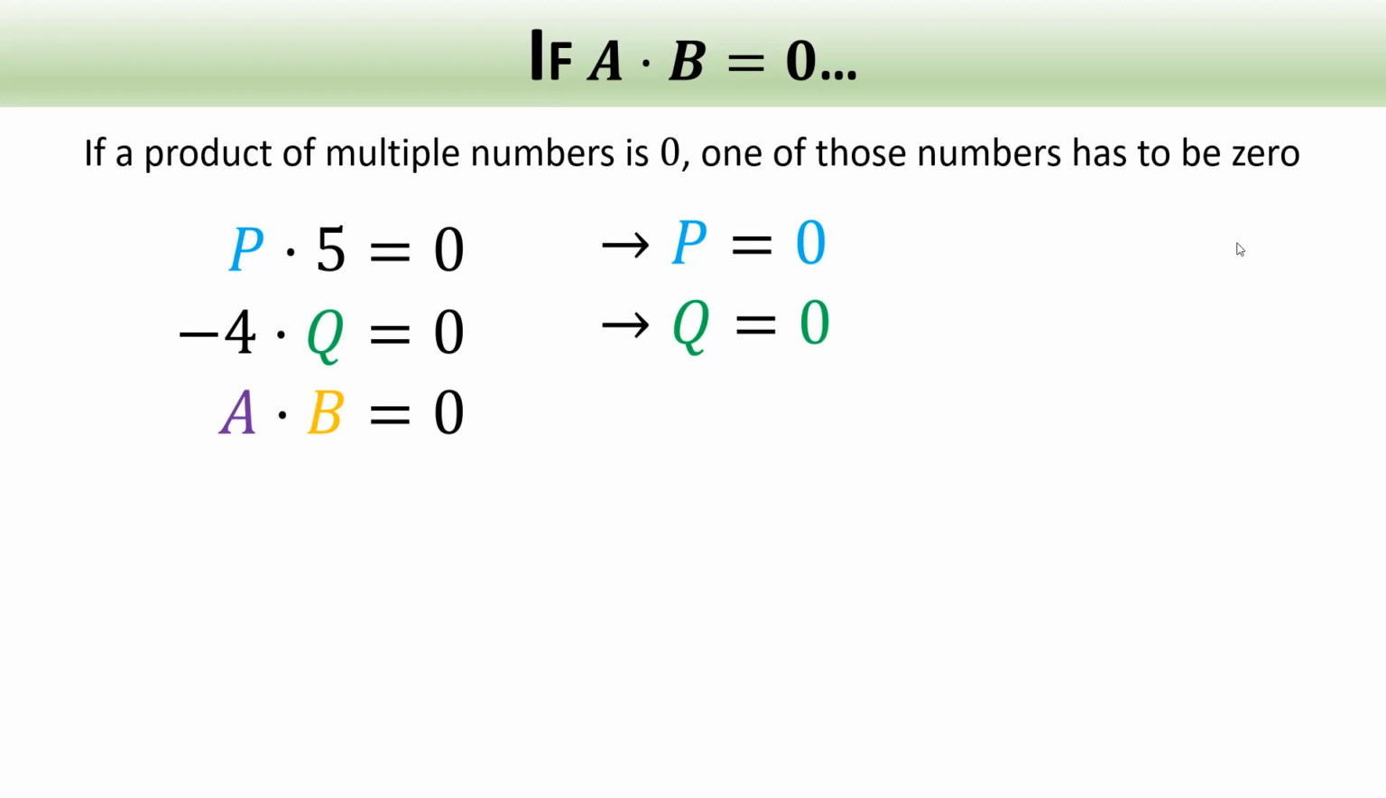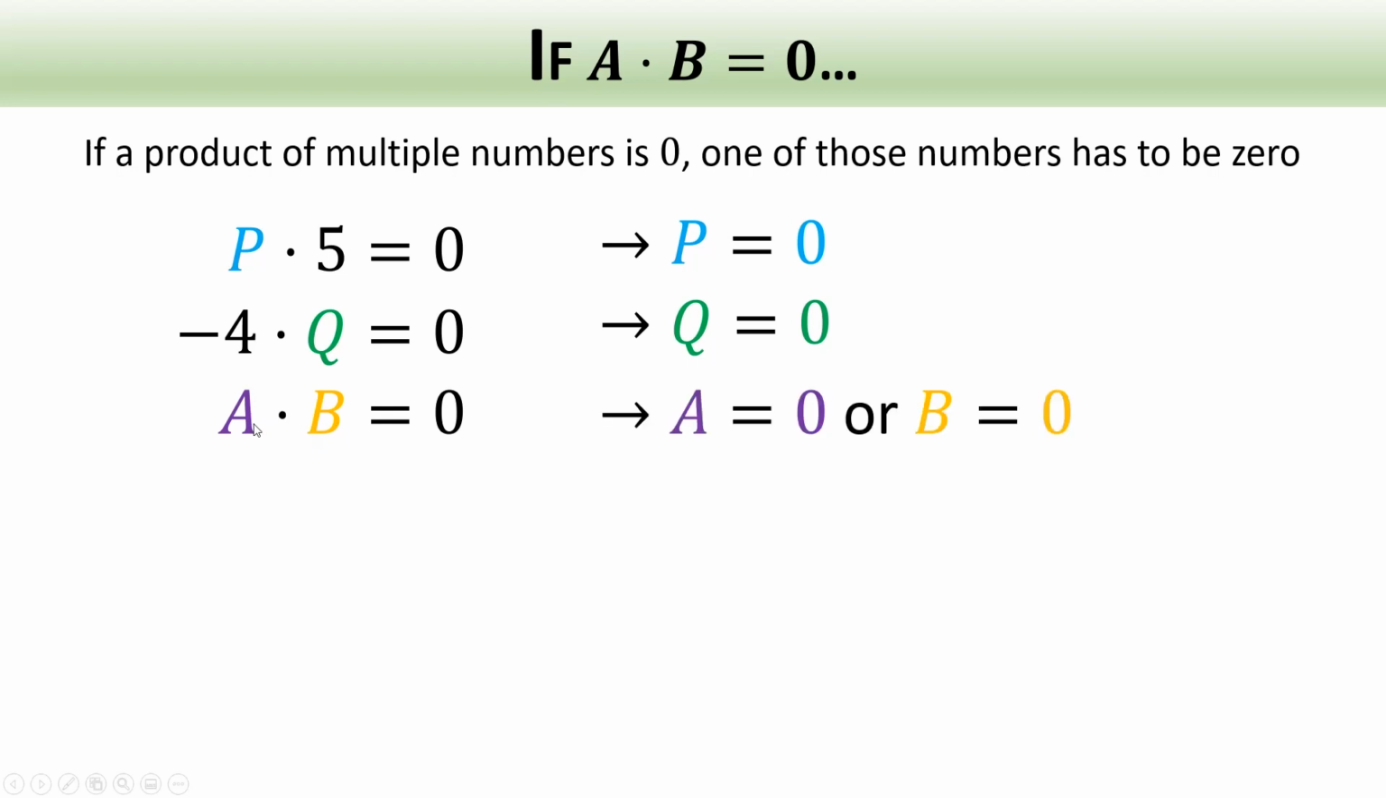So what if I tell you that a times b equals 0? What follows from this? Well, they could both be 0. 0 times 0 is 0. But they don't have to. In fact, if a is already 0, then b can just be any number. And if b is 0, then a can be any number. But at least one of them has got to be 0.